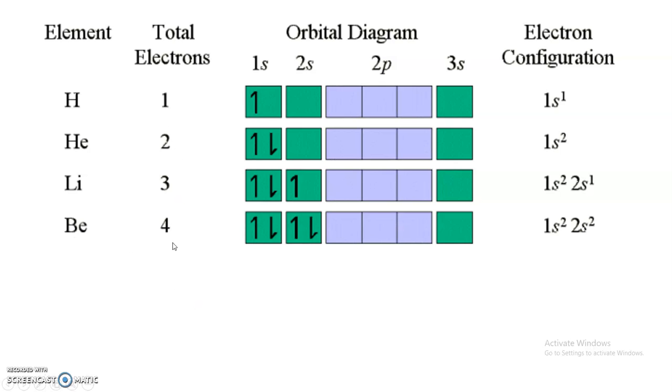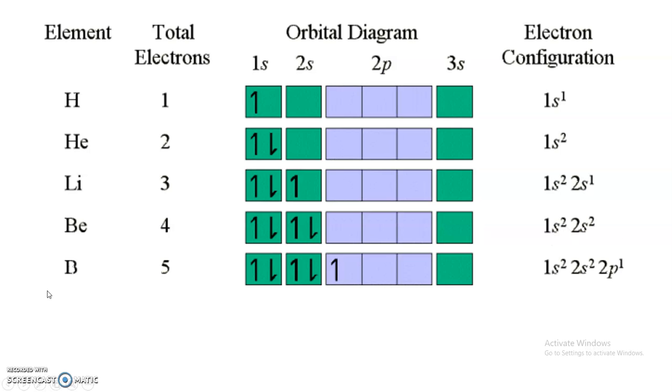Beryllium, there are 4 electrons. The first 2 electrons enter the 1s orbital and the remaining 2 electrons are accommodated in the 2s orbital. So configuration is 1s2, 2s2. Now consider boron. 5 electrons are there. So 1s2, 2s2 and the fifth electron now enters the 2p orbital. So 1s2, 2s2, 2p1. So in this way electronic configuration is written. Now consider a most important element, that is iron, atomic number 26.